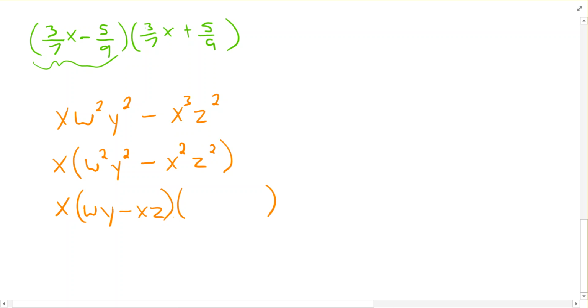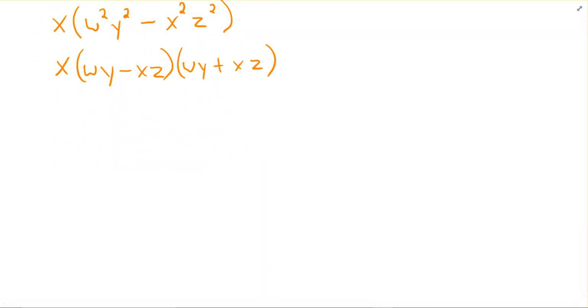Okay, and then what we have on this side is W Y plus X Z. And that's it. Then you're done. So big thing though, make sure to look for that common factor first, because it makes everything a lot easier.